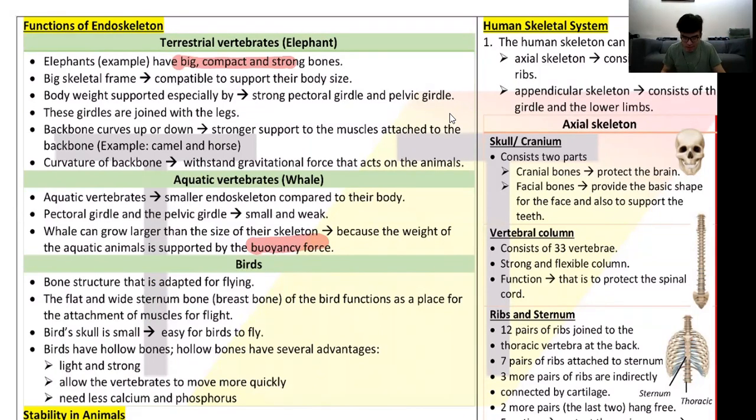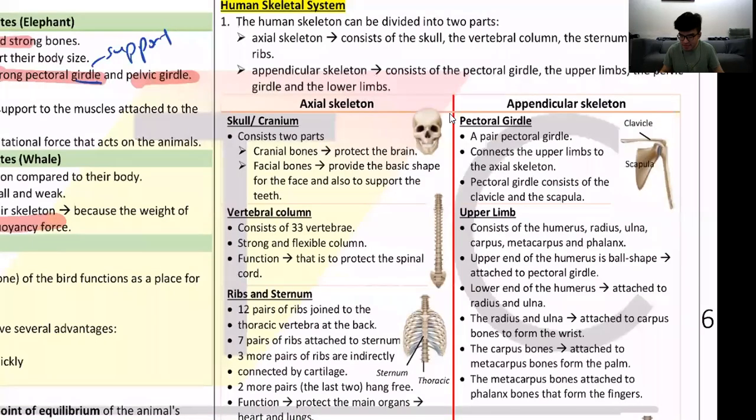And then you have a strong pectoral girdle and pelvic girdle. What is a girdle? Girdle is your frame, a support. Pectoral is your chest, so pectoral girdle means the chest support. Before you build a bridge, you need to build a girdle. So that's the support. Where's the chest support? Here. This bone, your collarbone and your shoulder blade. That's your pectoral girdle.